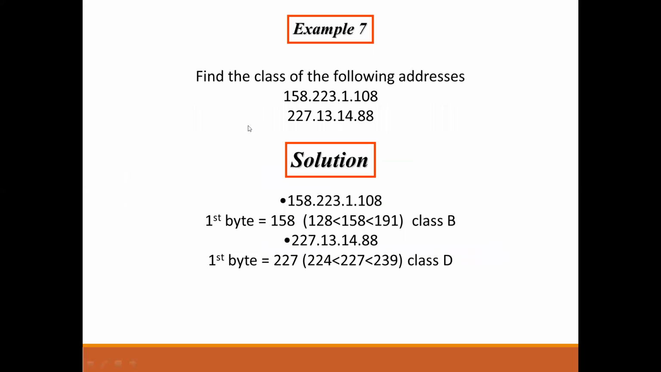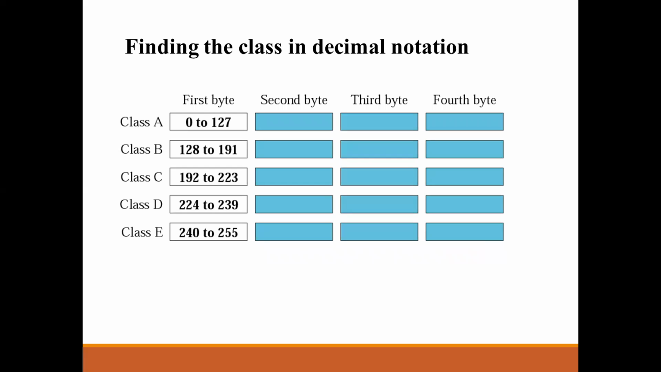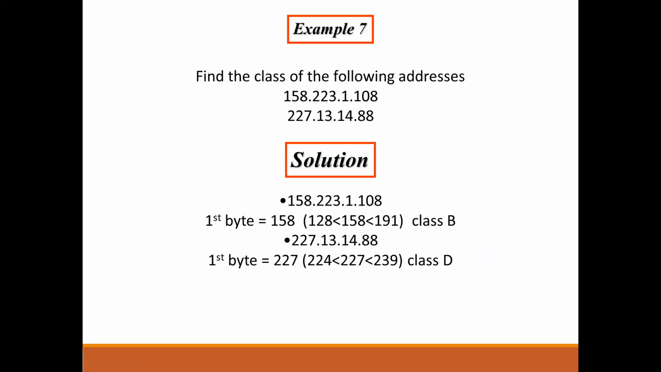So here, the range is given for the different classes, and as we know, this range is fixed and defined. If the address is in between that range, then we can find the class of that addressing system in dotted decimal notation. So here one example is given. Find the class of the following address.